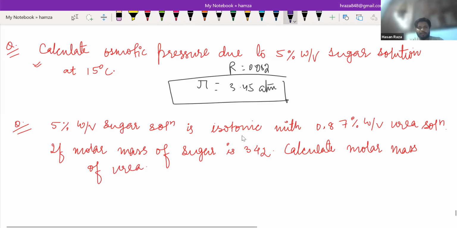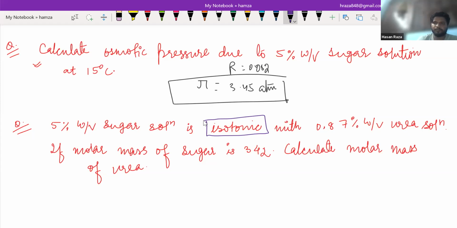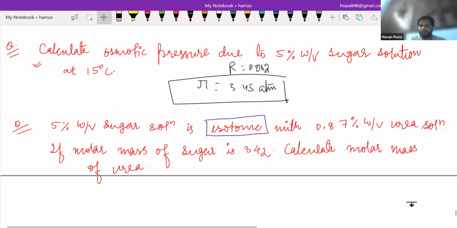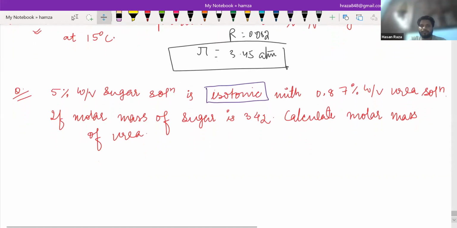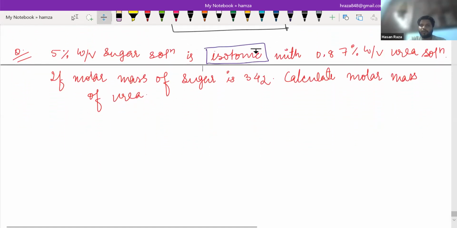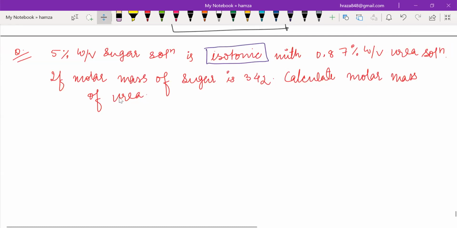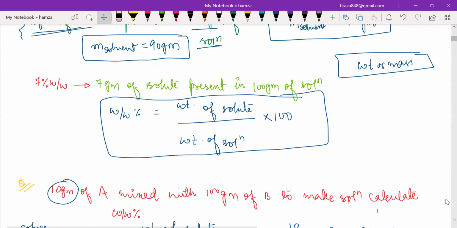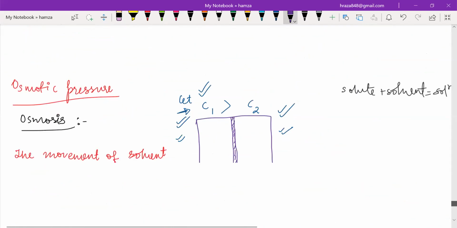Do you know what isotonic means? Do you have any idea of isotonic? Okay, Fatima, do this question, please. And if you are unable to solve this, then let me know. I will give you hints.